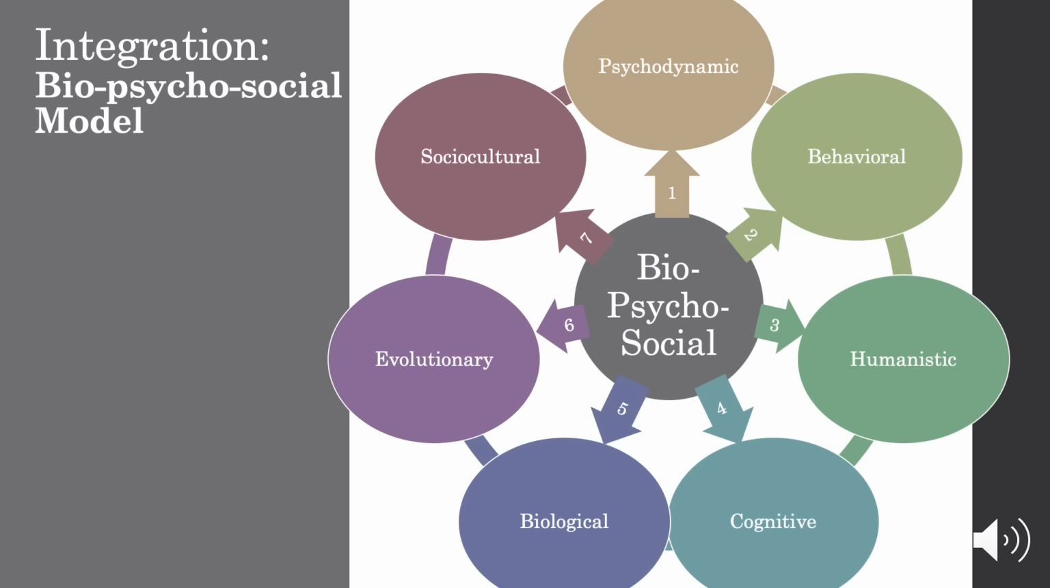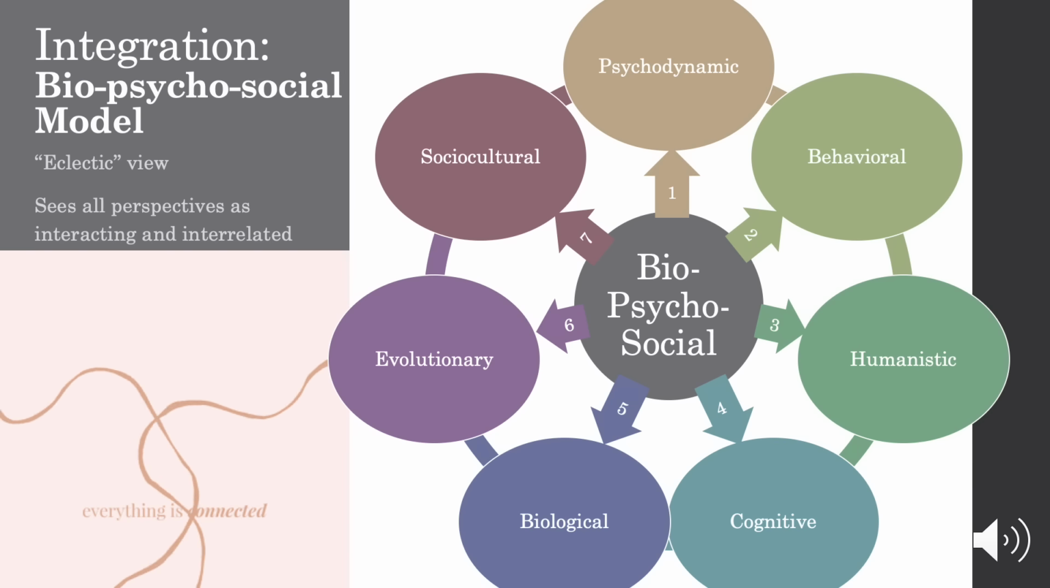We've covered all the unique perspectives, and understandably, students often ask, which one is right? Well, there's no right or best perspective. The modern view, and the one that most psychologists adopt for studying the complexity of human thinking and behavior, is the biopsychosocial model, which is also called an eclectic view. This model seeks to unify modern psychology by seeing all of the perspectives as interacting and interrelated. They see everything as connected. Now that we've covered all the individual perspectives and the biopsychosocial model, it's time to review.